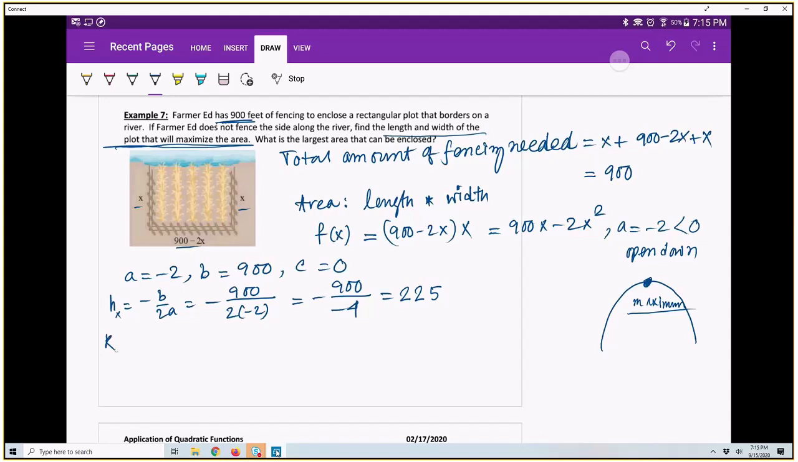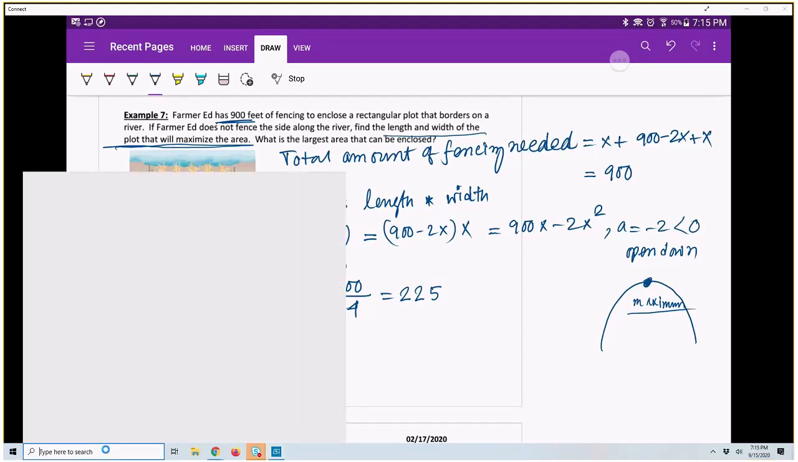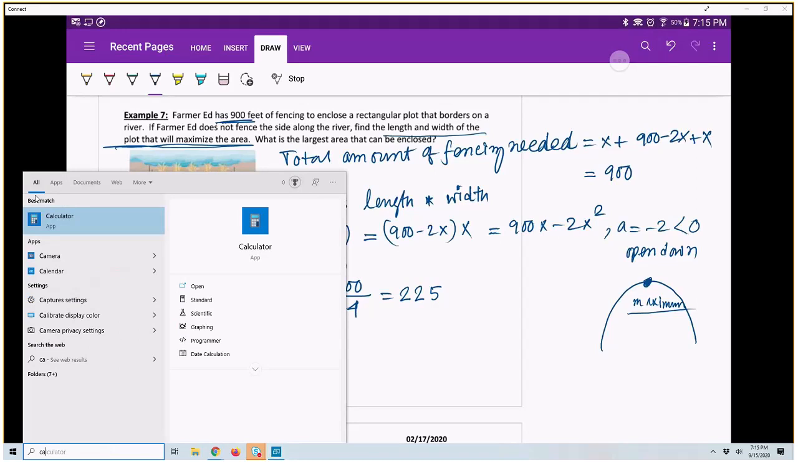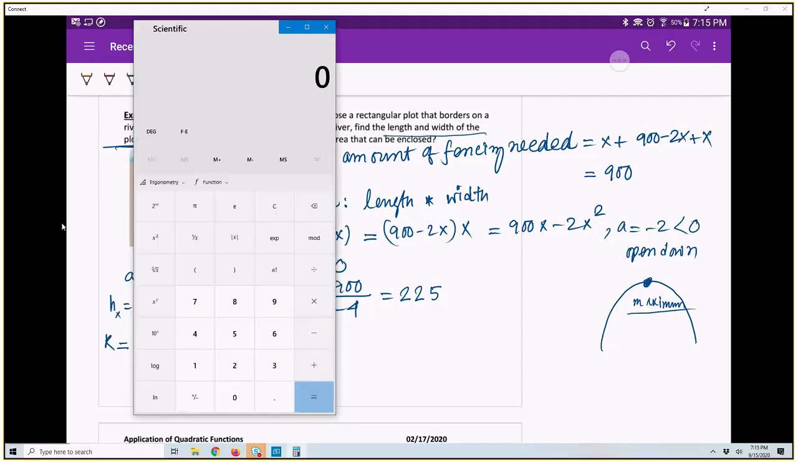The k is going to be, I put that value for x back in the equation of the parabola. So I will do 900 times 225, which is the x, minus 2 times 225 squared. Now this is a large calculation, so what I will do, I will go ahead and find the answers using a calculator. So let me open my calculator and then I will show you the work.